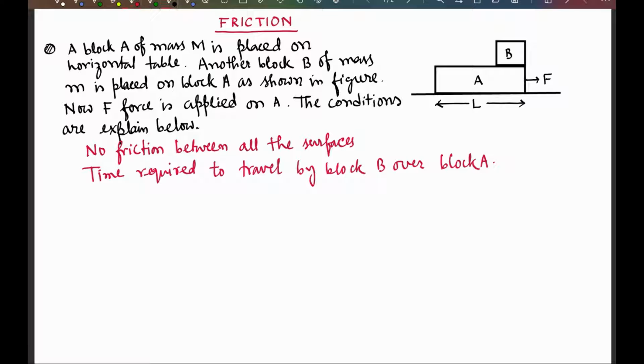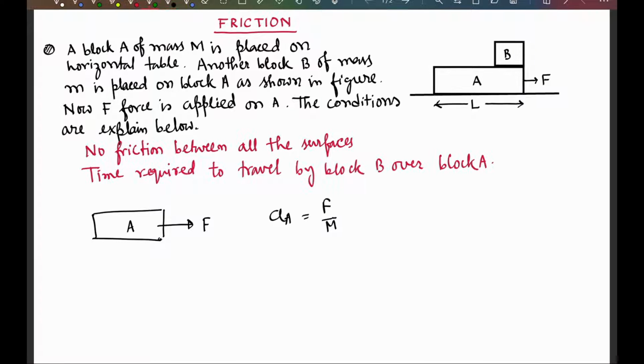If we draw the free body diagram here of block A, only external force F is applied. There is no frictional force. Then the acceleration of block A, that is A, is F by M. As the force is applied towards right, the acceleration of block A is also towards right. If we consider block B, there is no force acting. Therefore, block B remains at rest with respect to ground.